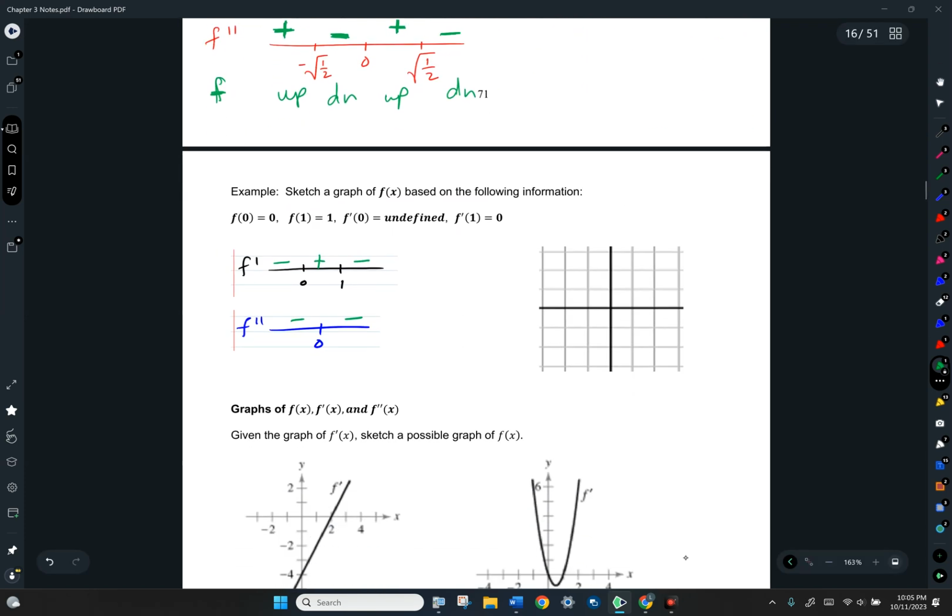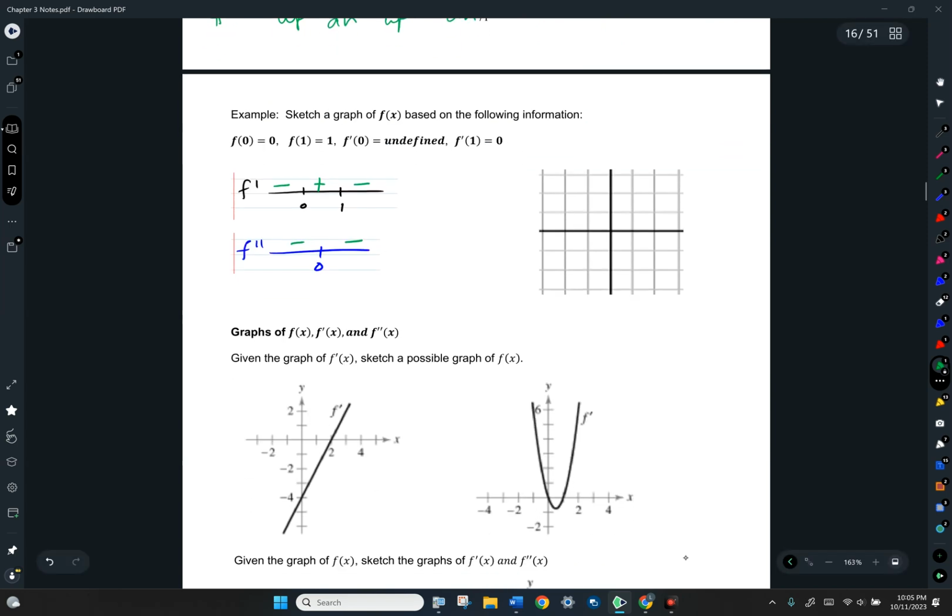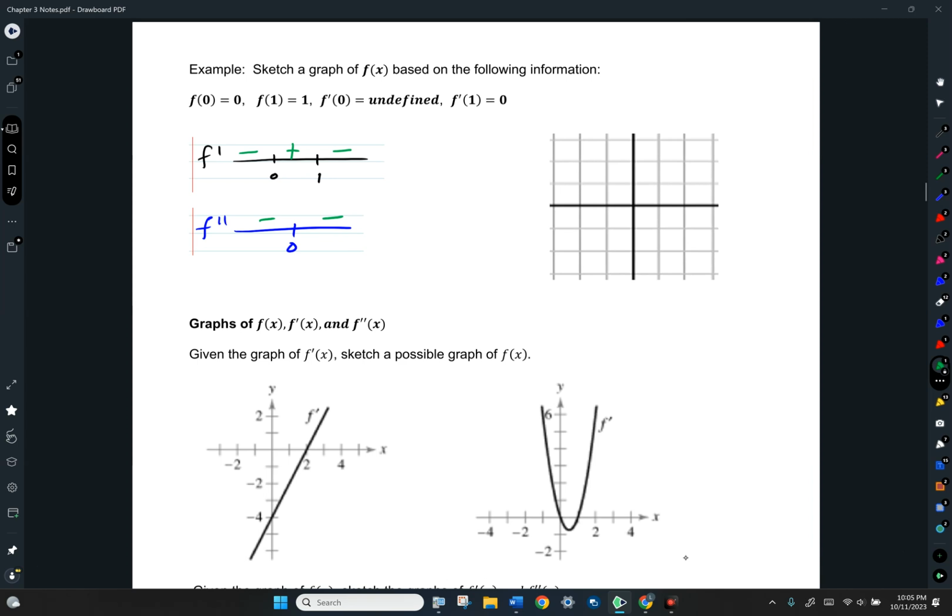But then the whole point of now that we know both first derivative information and second derivative information, we can put it all together and come up with a rough sketch of the graph of a function. Remember, these are no calculator. So I may not know what the function looks like. I'm going to use the first derivative and second derivative information to figure that out.